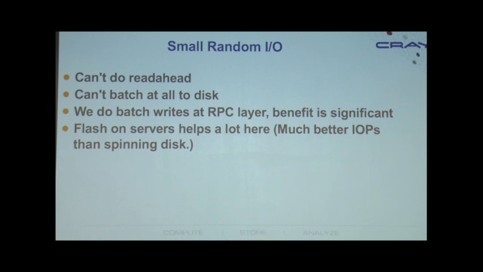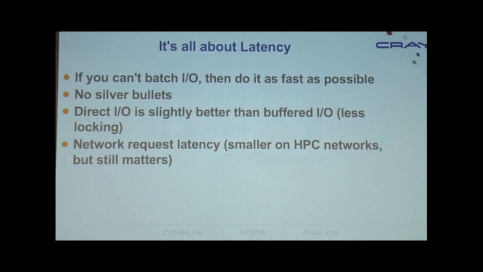And having flash on the servers helps a lot. Obviously you get that 100,000x speed up in IOPS, from flash versus spinning disk. But random I/O is still not great. So with random I/O, it's all about latency. You can't make it big. You can't cheat. You can't pile it up to do it at once. You can't do it before someone asks for it. And so you just have to do it as fast as possible.